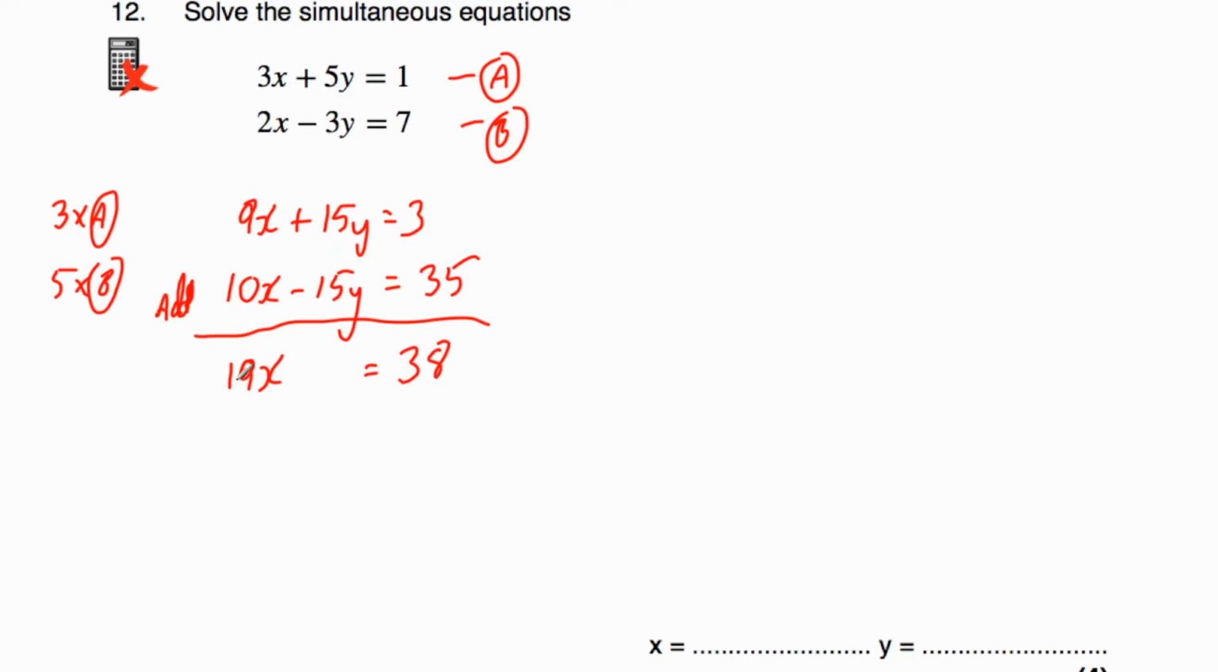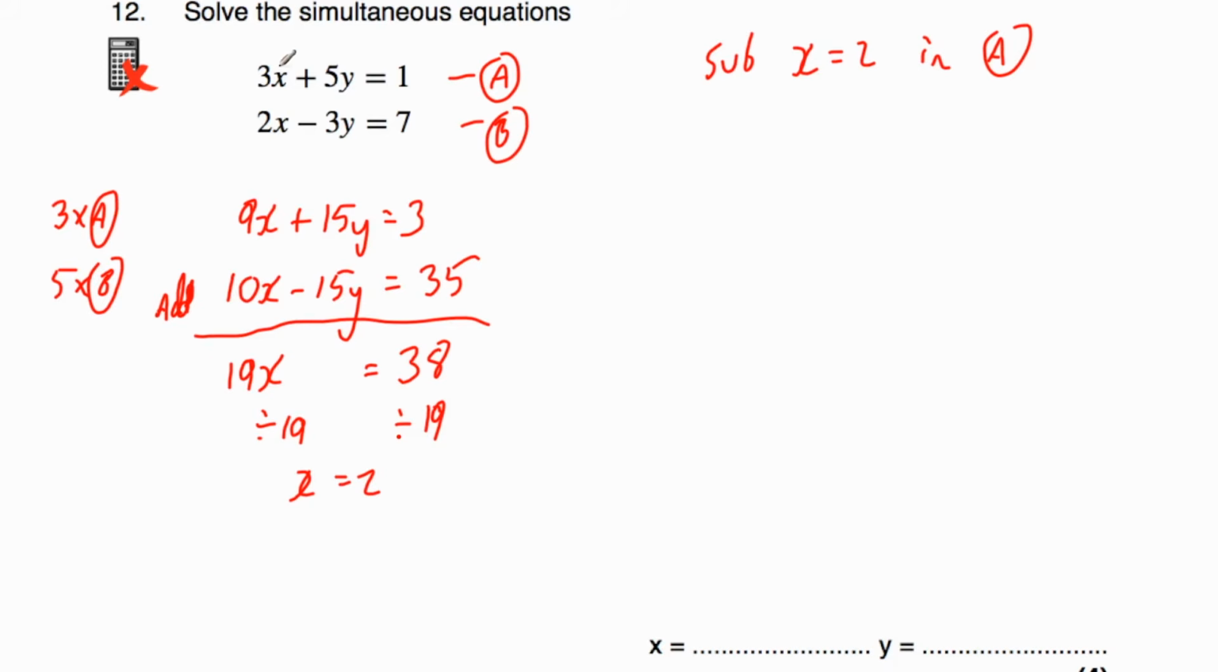And then if we've got here 19x equals 38, I can see here if I divide by 19 and divide by 19, we're going to get x equals 2. Fantastic. Now let's substitute that into one of our equations. I'm going to substitute this into equation A. So sub x equals 2 into equation A.